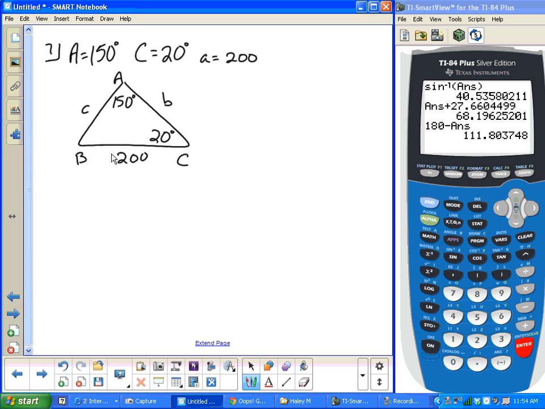That means, and notice that the side is not in between the angles, so this would be angle, angle, side. So with angle, angle, side, that means we get to use laws of sine. We don't need laws of cosine here.